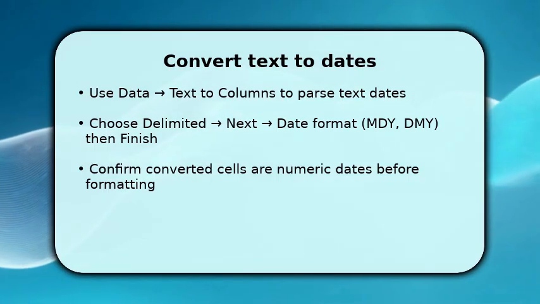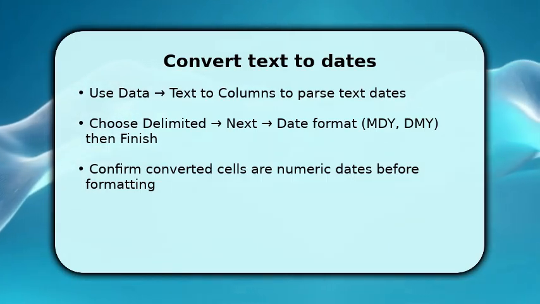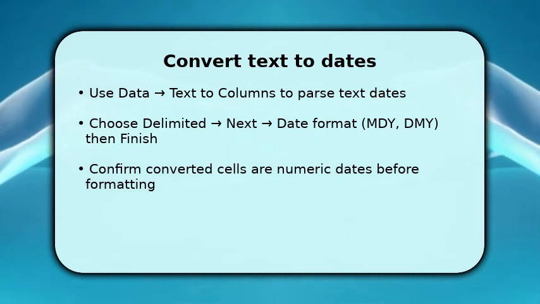Make sure converted cells now align right and show numbers if you change the format to General. Once confirmed, you're ready to apply the only reliable formatting method, Format Cells. Finally, change how dates display by opening Format Cells.